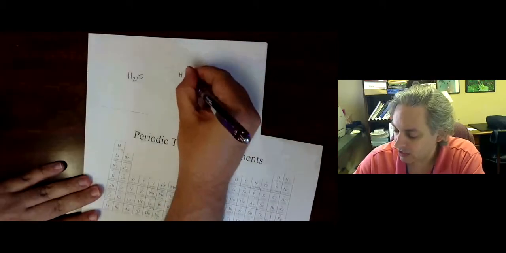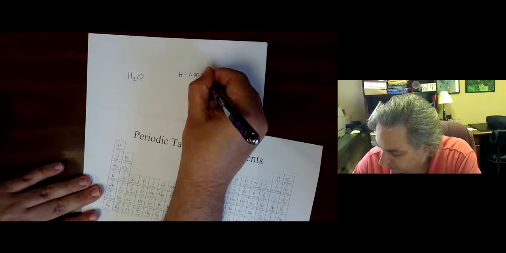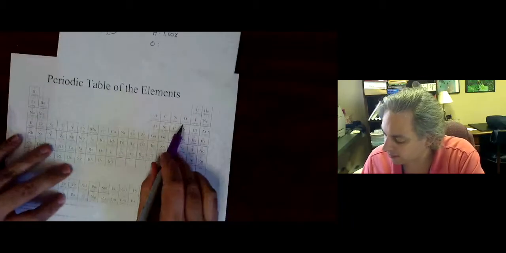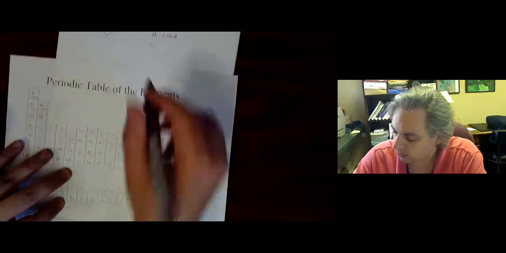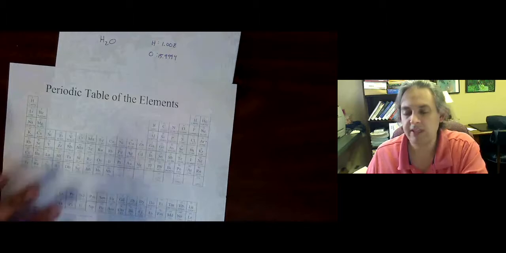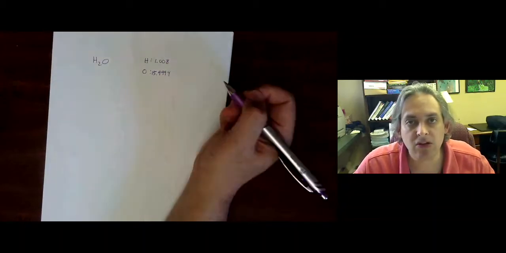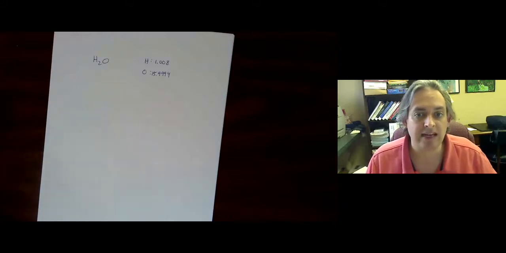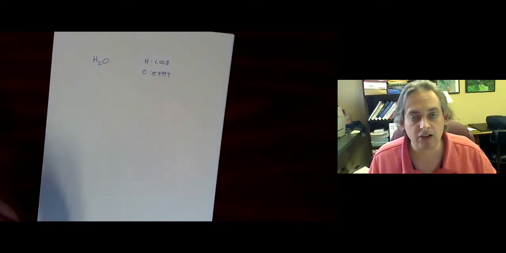So hydrogen is 1.008, and then oxygen is 15.9994. We can write those numbers down, and that gives you the mass per mole for those individual atoms. So if we have 1.008 grams of hydrogen, then we have 1 mole of hydrogen. If we have 15.9994 grams of oxygen, then we have 1 mole of oxygen.